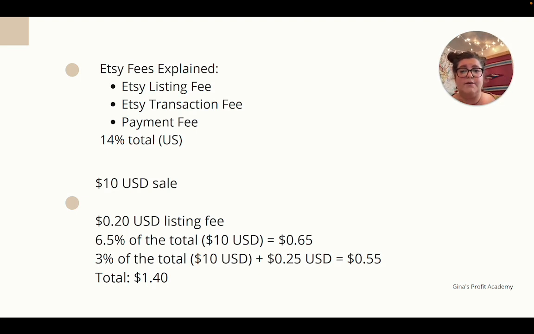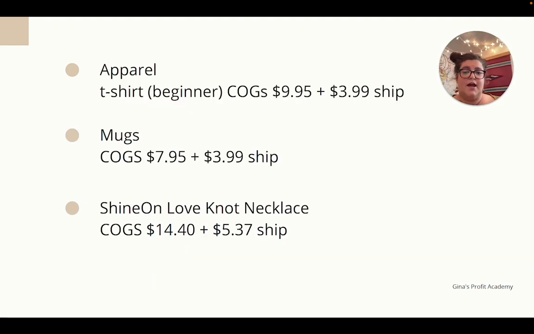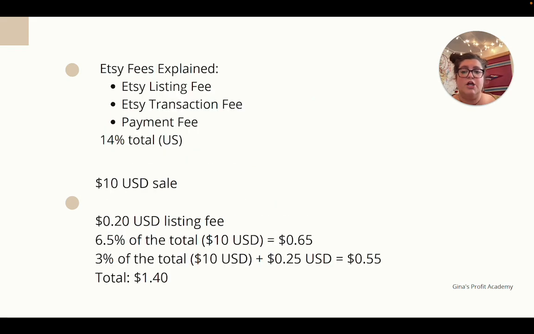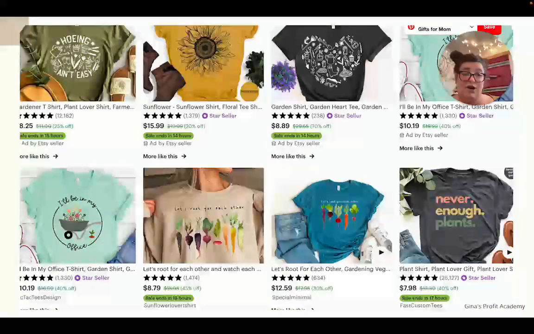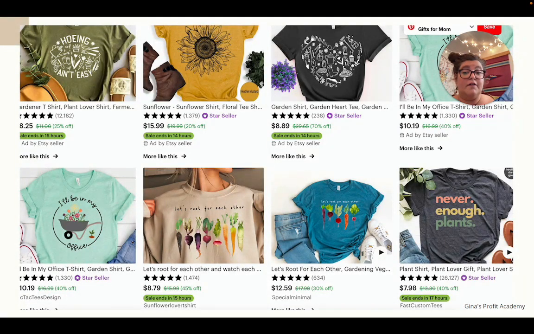We talked about apparel, mugs, and some jewelry, right? So let's look at what some of the competitor pricing is like on Etsy. Here are some print on demand t-shirts. Look at these price points, right? Some of them are under $10. Now, a lot of these stores are likely dealing with a different level of cost of goods. They might be self-fulfilling. They may be purchasing these in bulk ahead of time.